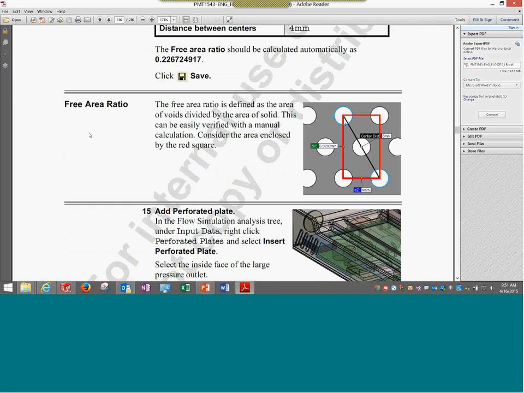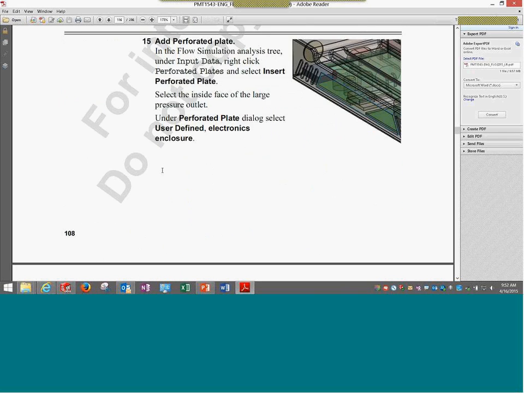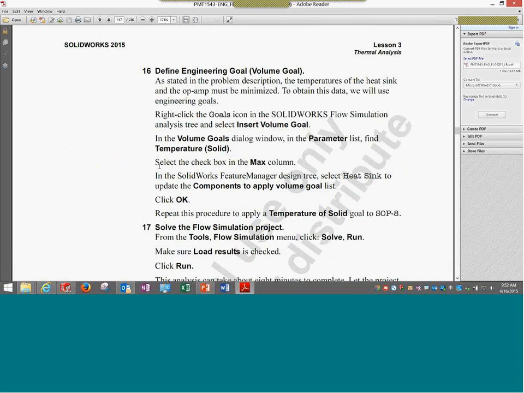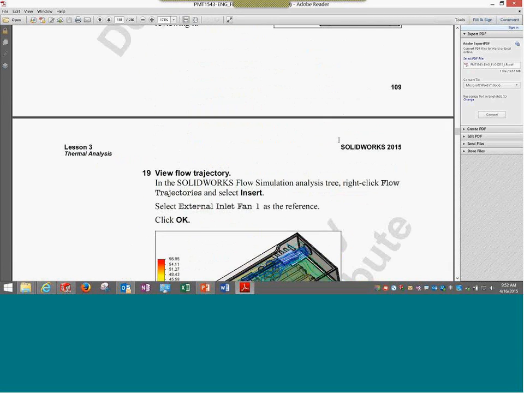Okay. Area ratio, first of all, we'll see that one is the area of voids divided by the area of solid. So as I told you, the amount of area exposed or free for air to move divided by the total, divided by the area of the solid, wherein there is no air flowing through. Calculated manually. It should be simple.